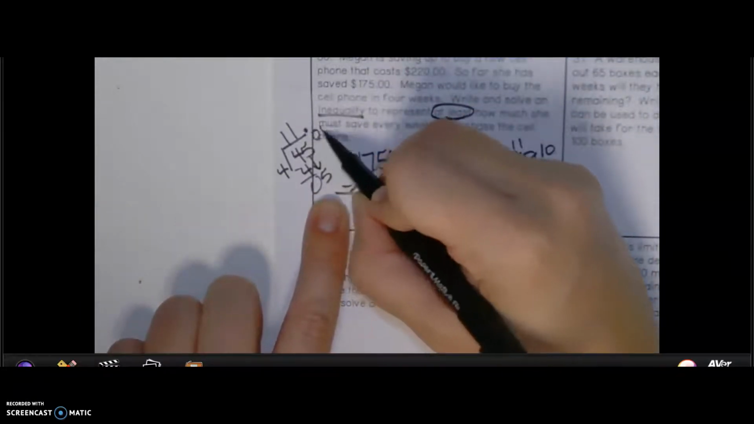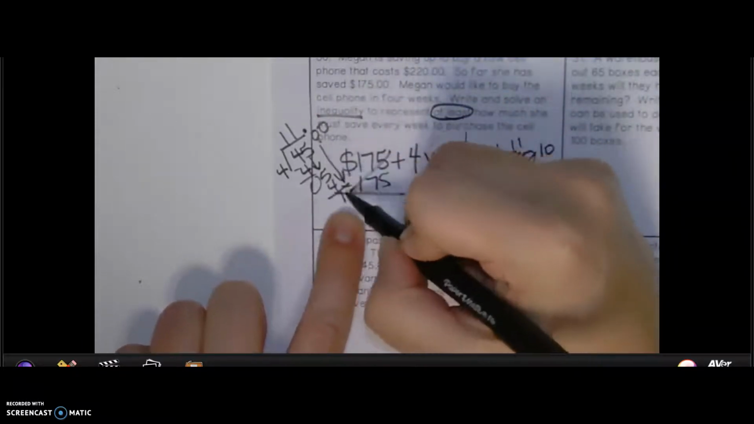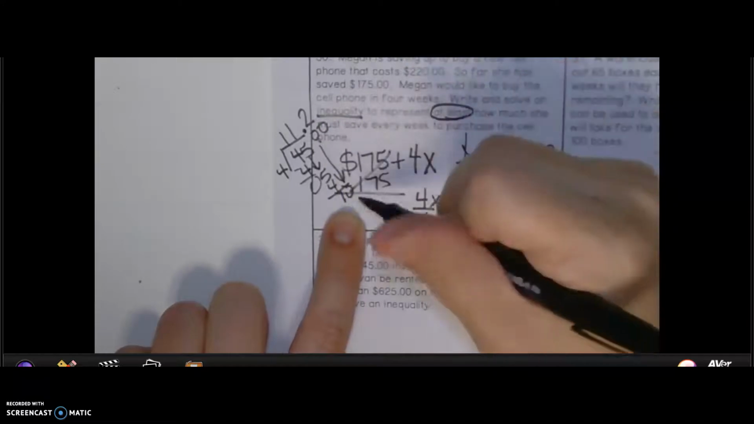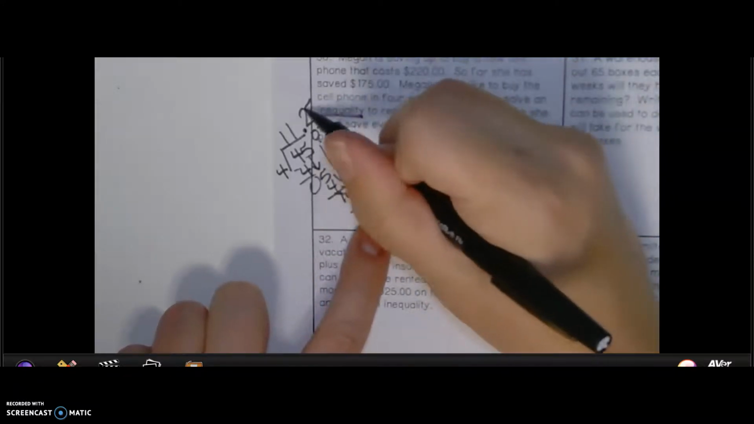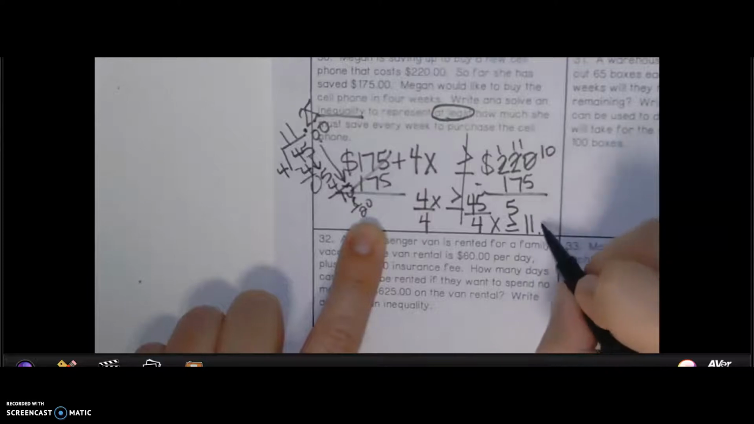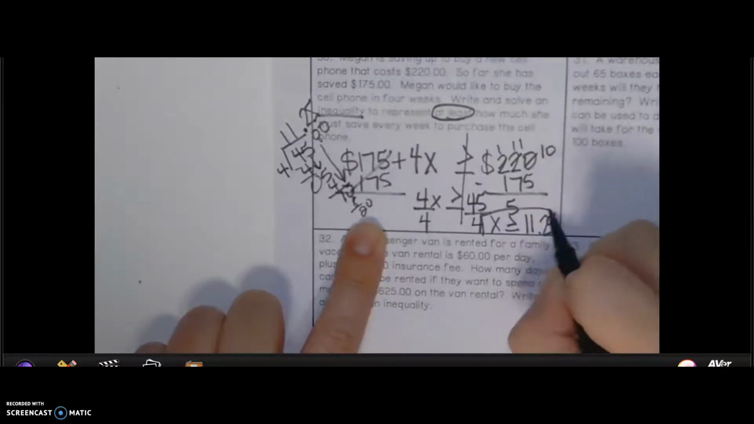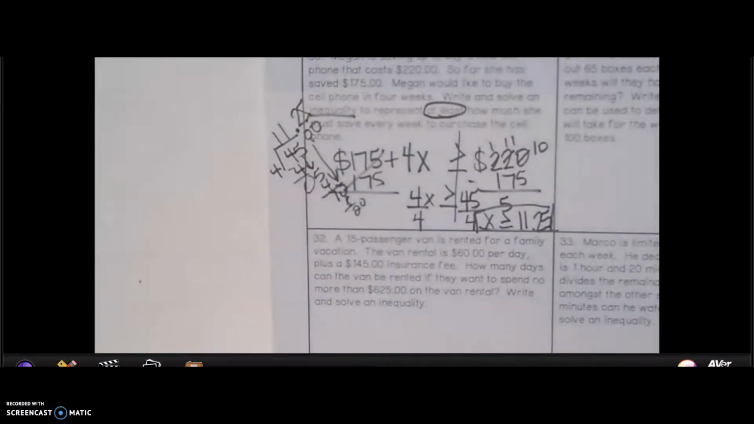We add some zeros because we're talking about money. 2 times. And then that would be 8, 2, add another 0, 5, $11.05. So x is greater than or equal to $11.25. That's the amount she needs to save per week. X is greater than or equal to $11.25. She has to save at least $11.25.